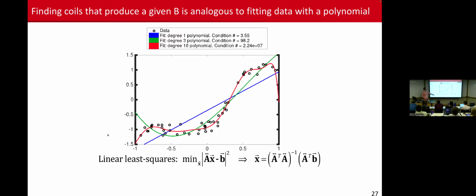In the case of this linear least squares problem, which is the problem we solved for the current potential method, there is a direct analogy, which is that what's important here is the condition number of this matrix A transpose A, and as that condition number gets really bad, this inverse gets really bad. So you'll start getting totally crazy solutions with super high currents and stuff like that.